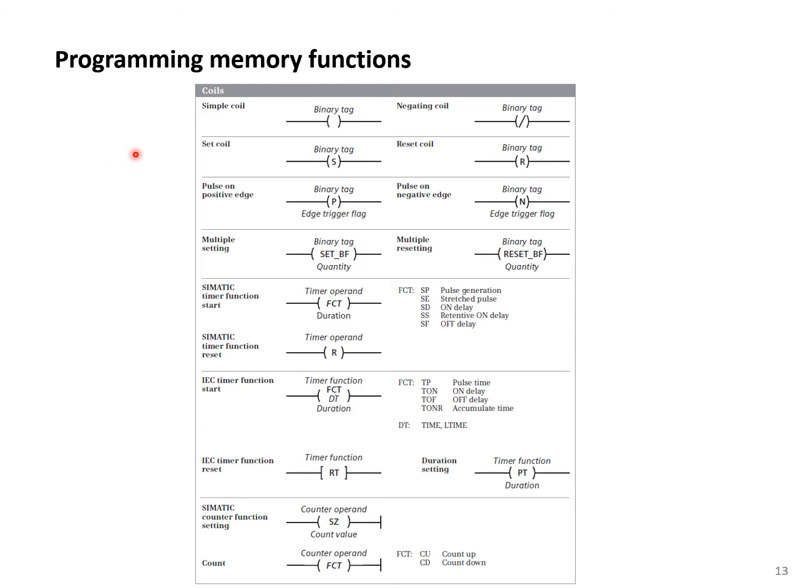Okay, so for the coils, we could have a regular coil or we could have a negated coil, same as a contact, which could be a regular normal contact or a negated contact. We could have a set coil and a reset coil. So what is the difference between these two? For this simple coil, the logic behind it should always be true to keep the coil true.